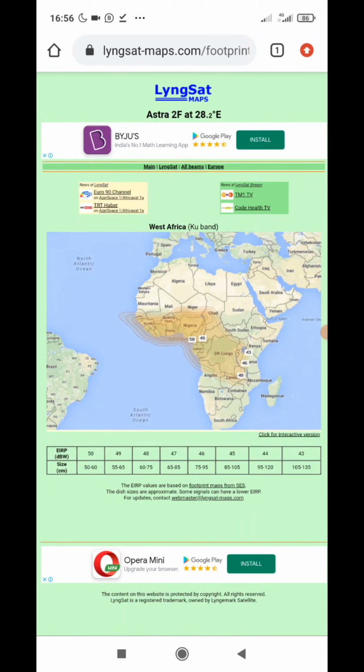So you can look at the map and see how the figure is. It is bigger or greater at the middle, while it is smaller at the outside. So at the outside points, people around Chad, Niger and Angola need a bigger dish to track it than people that are in Nigeria and in Ghana.